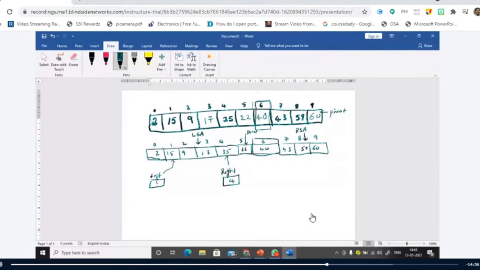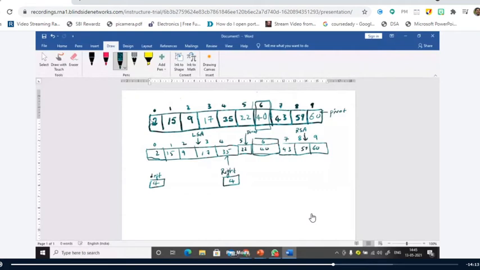Now 15 compared with 22. Less than. What should I do? Increment the left pointer by 1. I have incremented the left pointer and it is pointing to the second index. Now 9 compared with 22. Since 9 is less than 22, you increment the left pointer such that it points to the third index. Now 17 compared with 22. Since it is less than, increment the left pointer such that it points to index 4.